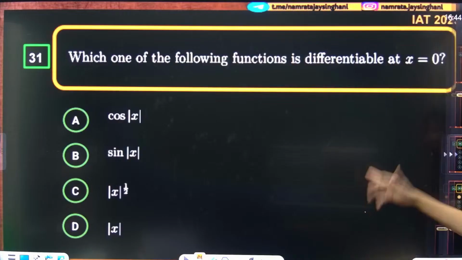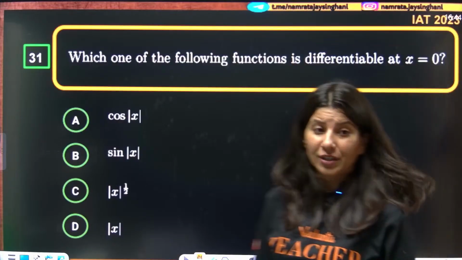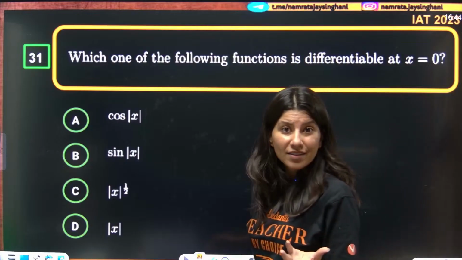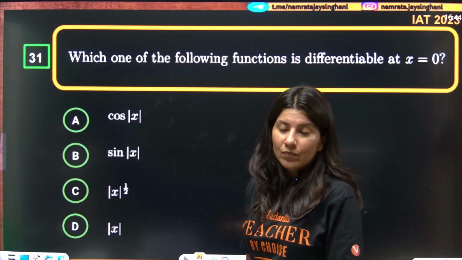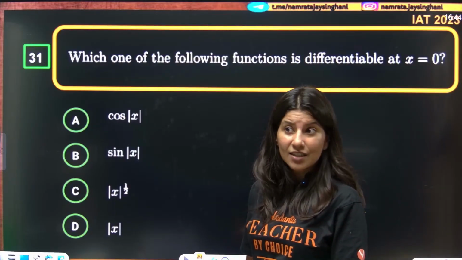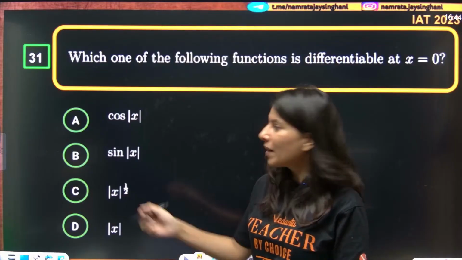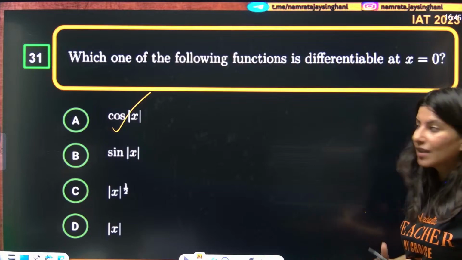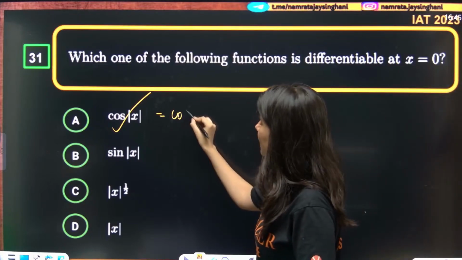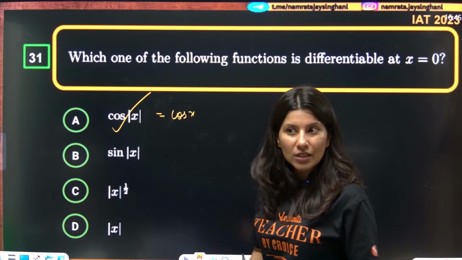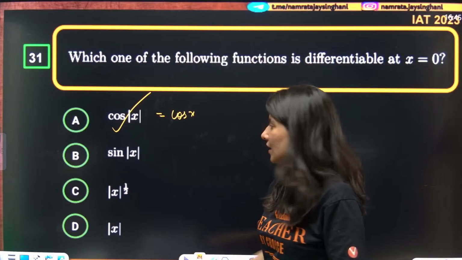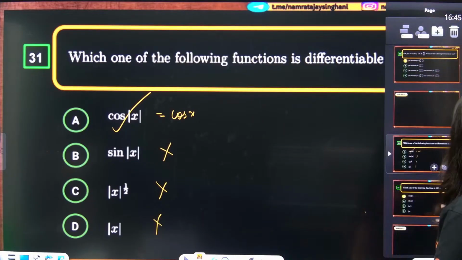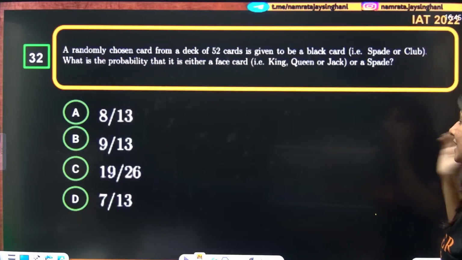Next question, this is so obvious question. Which of the following function is differentiable at x equal to 0? So see, cos of mod x will be cos x when x is greater than 0, but mod x will be negative x. So cos of minus x and cos of plus x both are same. So cos mod x is nothing but this function is actually cos x. There is no importance of mod inside the cos. Cos itself is a mod function. So see, all the functions except this are not the same as cos x. So that is why option A is absolutely correct.